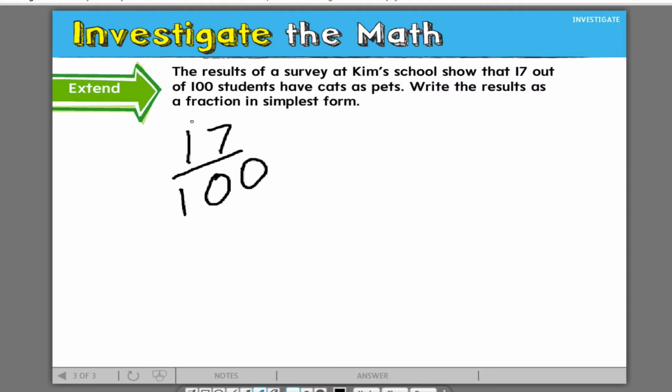Now this one's a little tricky because we look at 17. 17 happens to be a prime number. And so in this case, our answer is 17/100ths. It is already in simplest form. Generally, if you have a prime number, you're pretty much done, but there are a few exceptions.